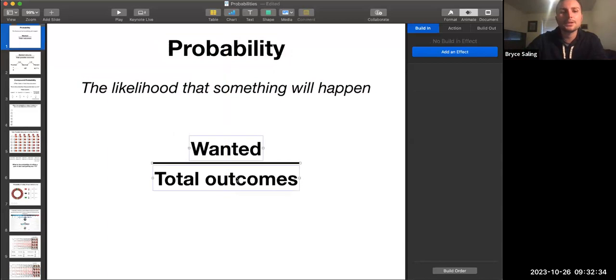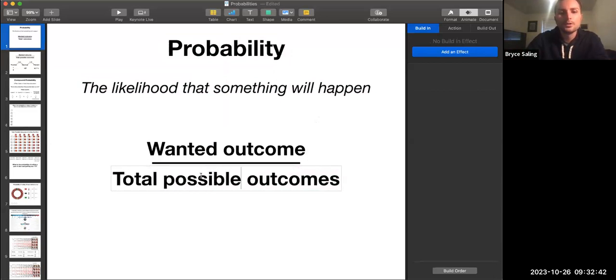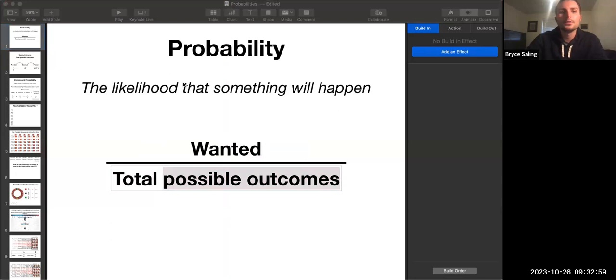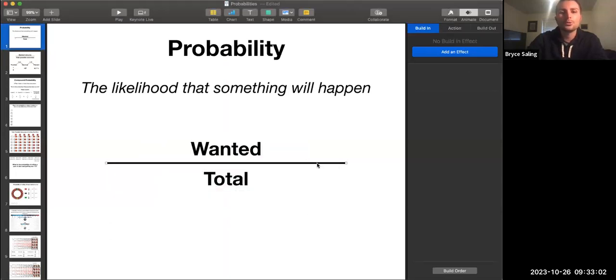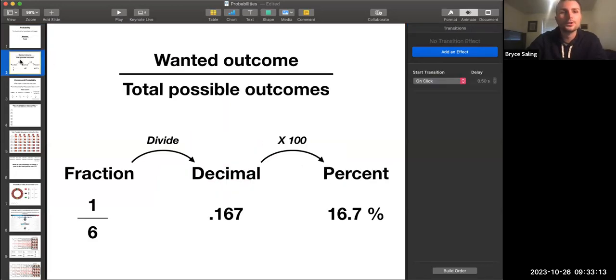You're just trying to predict the likelihood that something will happen. So it's typically set up like this, where you have the wanted outcome over the total possible outcomes. So it's a fractional setup to start, and you just have your wanted outcome divided by your total possible outcomes. And if we want to shorten it up, it's easier to remember: wanted over total. That's a nice, easy way to remember it. Wanted over total. This is how every probability is set up.